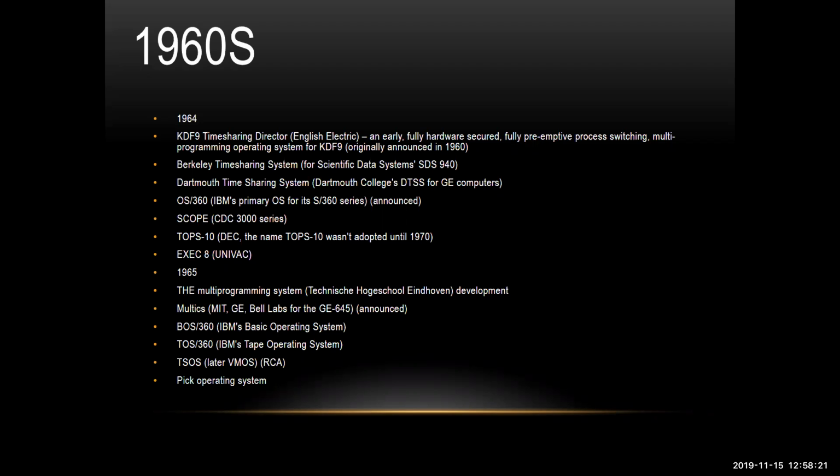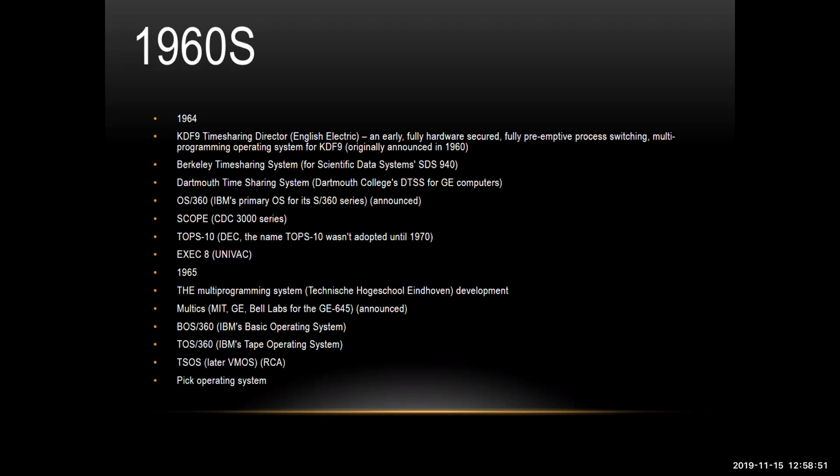And then we also had the Berkeley Time-Sharing System. It was a pioneering time sharing operating system implemented between 1964 and 1967 at the University of California. And then we also had the Dartmouth Time-Sharing System, an operating system that was first developed at Dartmouth College between 1963 and 1964.